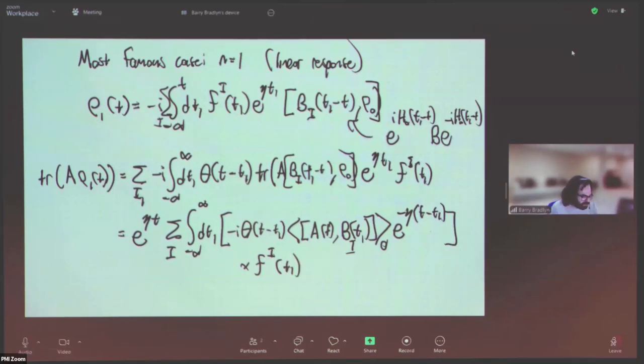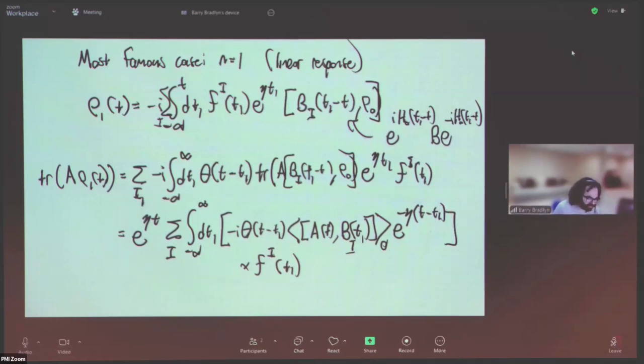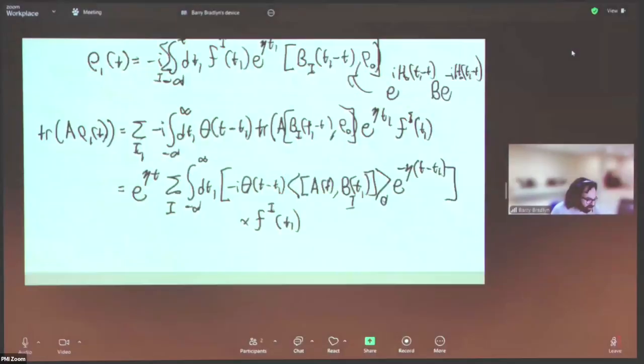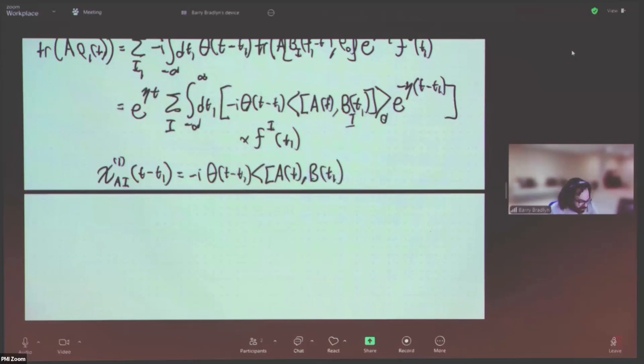And I put brackets here because if we compare this with our phenomenological definition of the linear response function, we see that this thing in brackets is our chi1. So chi1 AB of t minus t1 is equal to minus I step function average of the commutator of A at t with B at t1, and then this convergence factor.